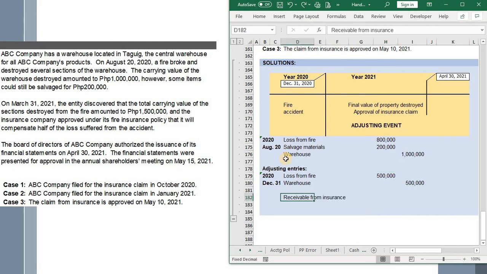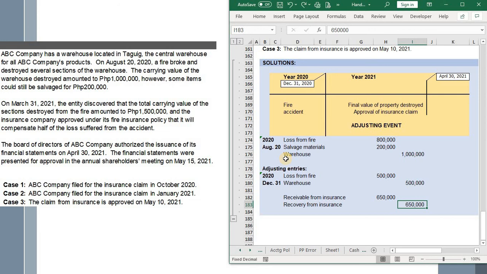So that will be a debit to receivable from insurance for 650,000 pesos and a credit to recovery from insurance for 650,000 pesos. So how did we get the 650,000 pesos? According to the problem, the amount that will be compensated by the insurance company is half of the loss suffered by the entity. So based on the amount recorded under the loss from fire account, we have a total of 1,300,000 pesos. So that is the total of 800,000 pesos and 500,000 pesos. So 1.3 million divided by 2 is 650,000 pesos, and that is the amount that can be recovered from the insurance.